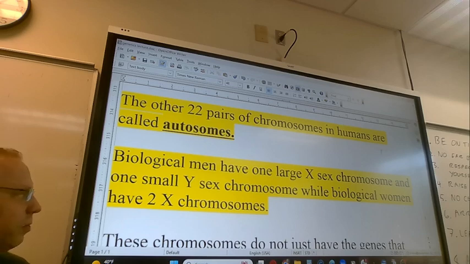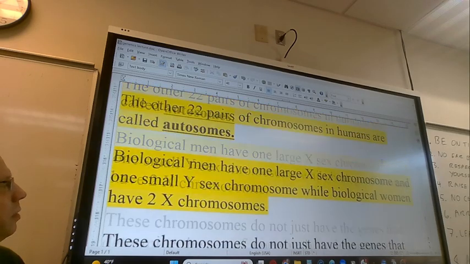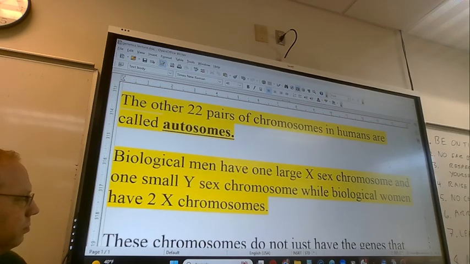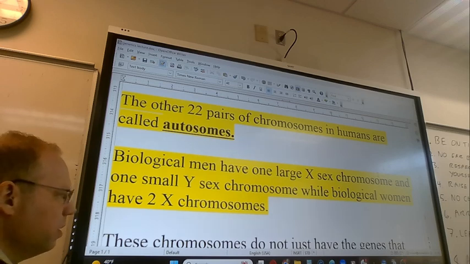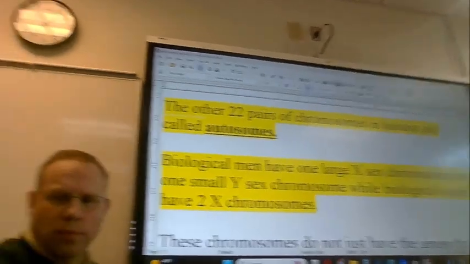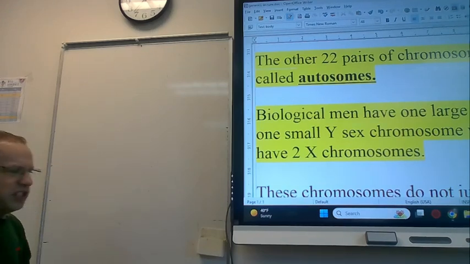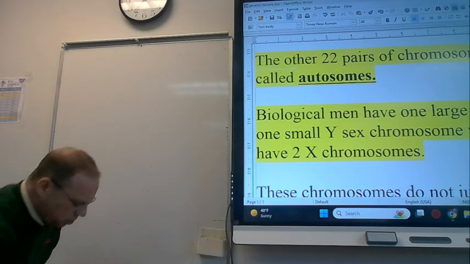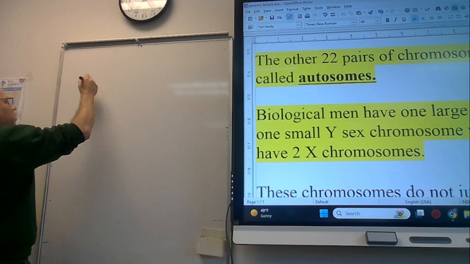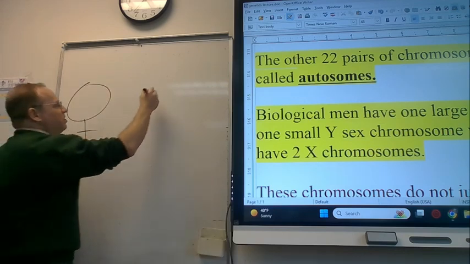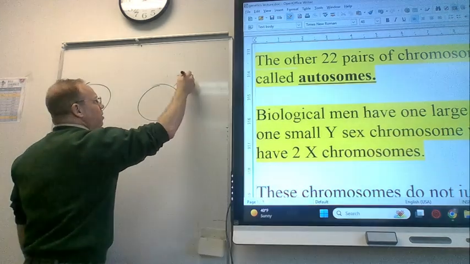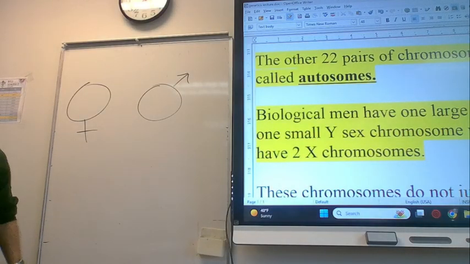Okay. So for these problems, in order to save yourself some time, I don't know if I've taught this before or not. This symbol versus this symbol. Having to write male and female over and over and over again, these symbols can save you some time.